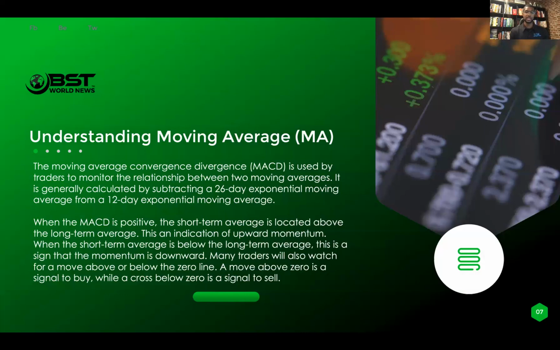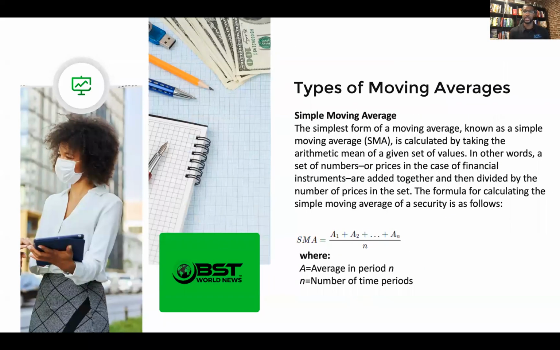A move above the zero is a signal to buy, while a cross below the zero is a signal to sell. All right, so that's just a brief description of what a MACD is. And we'll show you what that looks like on this chart here in a minute.